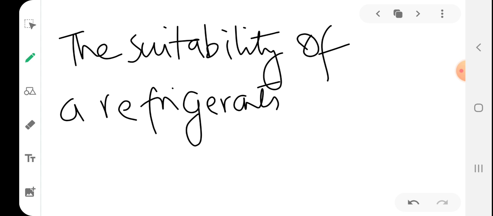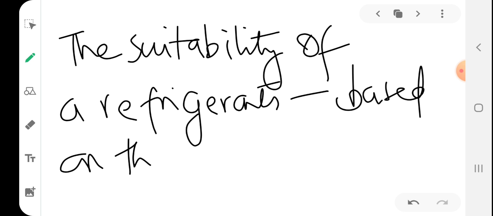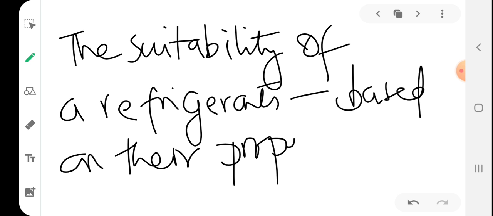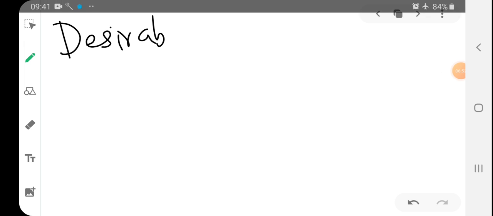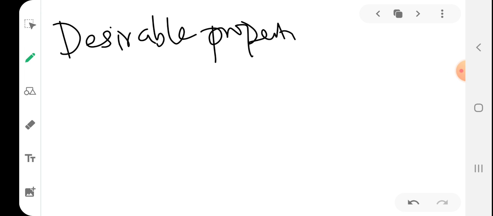It is determined based on their properties. Very important. So there are a lot of desirable properties for a compound to be a good refrigerant. To be a good refrigerant, it should have different types of desirable properties. So these desirable properties can be of three to four types.